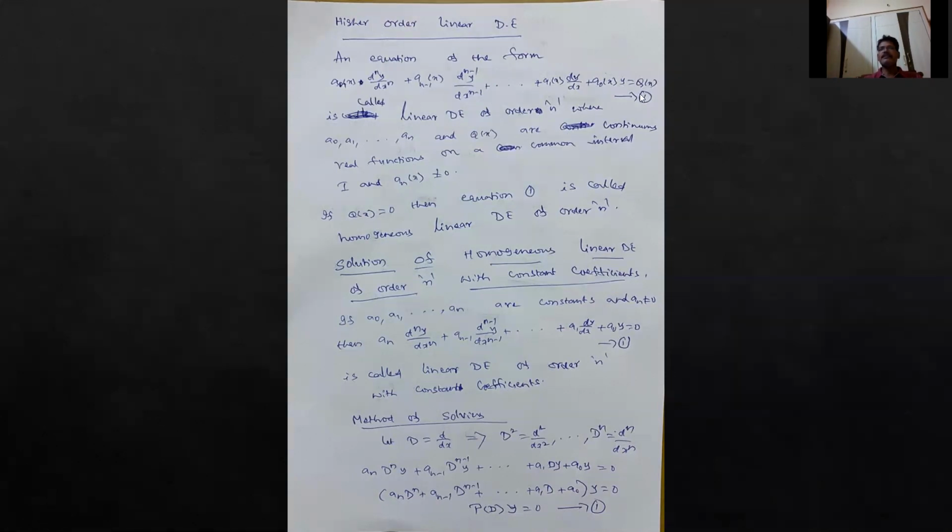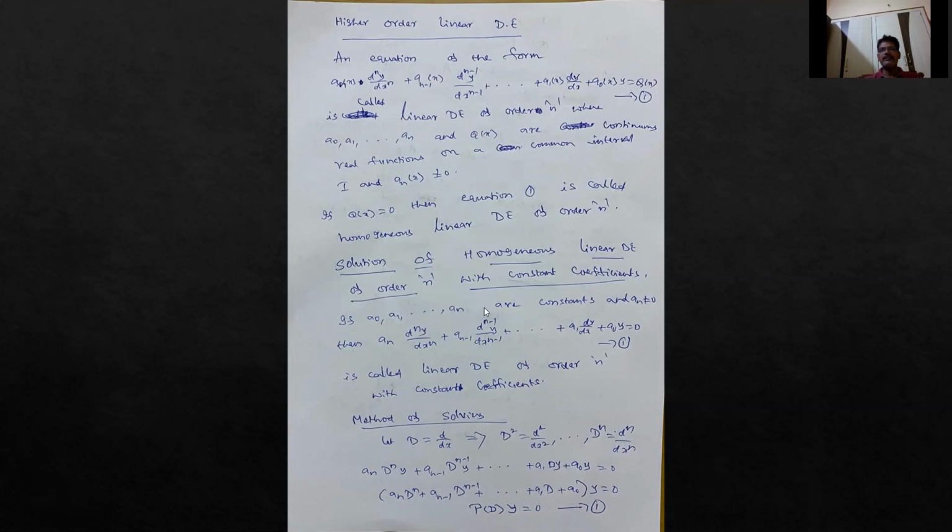Suppose the right hand side function q(x) equals 0, then the equation 1 is called a homogeneous linear differential equation of order n. First, we see how to find the solution of a homogeneous linear differential equation of order n with constant coefficients.